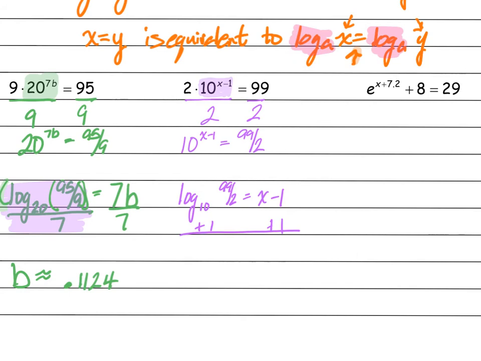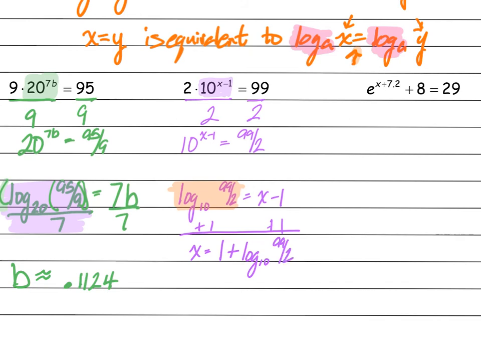And I want to say this here. I'm going to change my highlighter color. So this piece right here is one number. I'm not adding 1 to the 99 halves. This is a whole piece. The log base 10 of 99 divided by 2 is one number. So I can't add 1 to the 99 divided by 2. So this becomes x equals 1 plus log base 10 of 99 divided by 2.